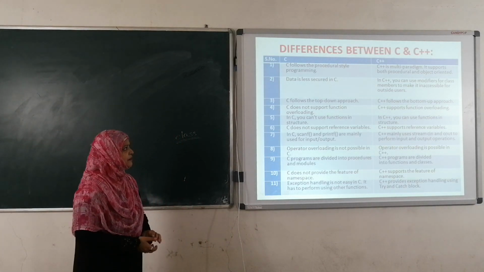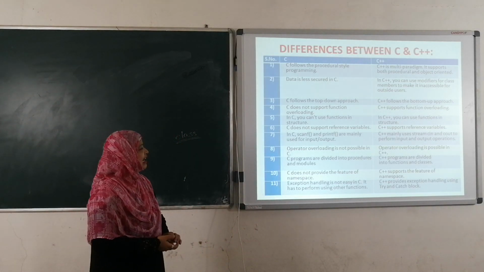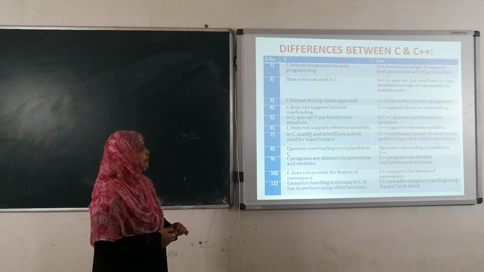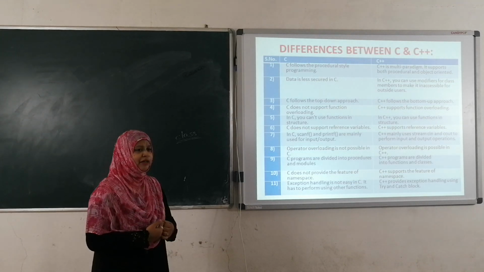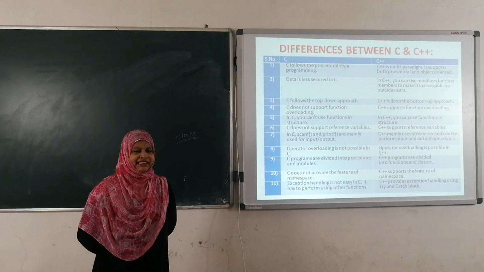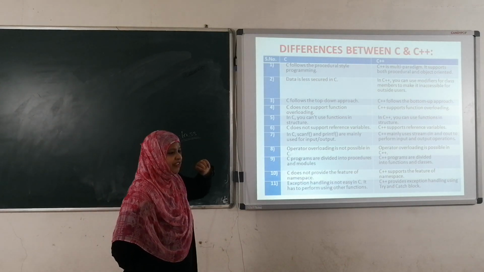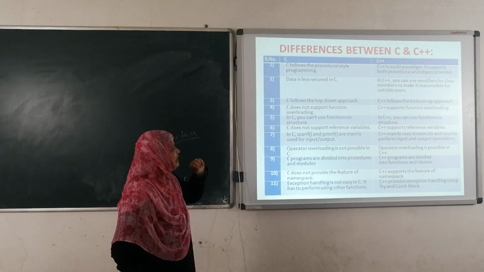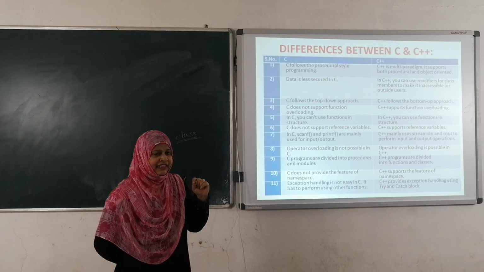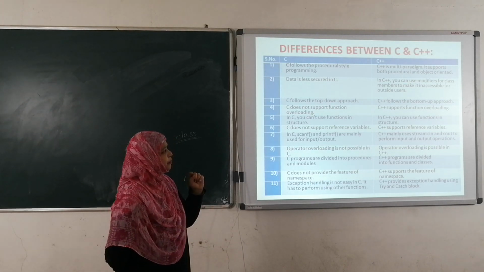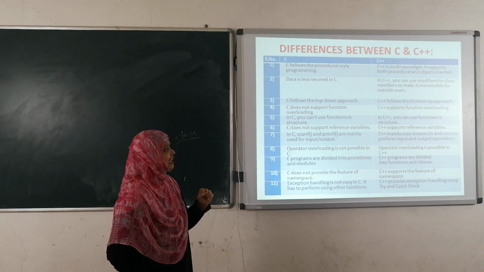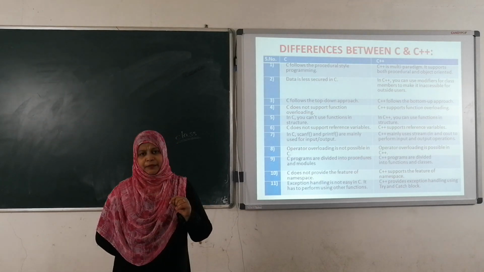Now see the difference between C and C++. Already I explained. Here C follows the procedural style programming. Procedures means methods. C supports methods and functions. That's the reason we can call C a procedural programming language, whereas C++ supports the procedural programming language as well as object oriented programming language.